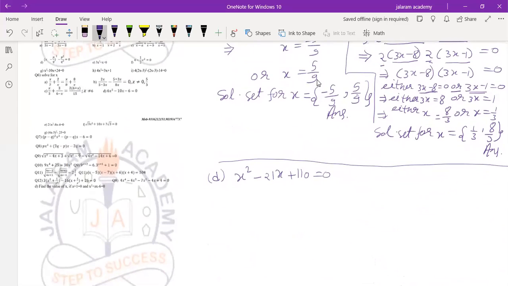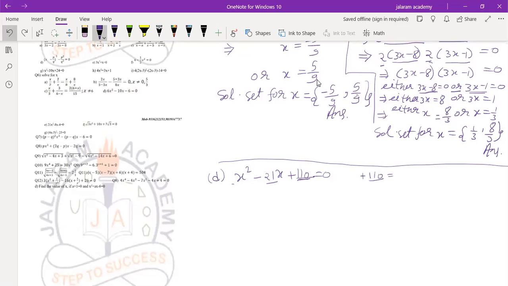To solve these types of questions, we have to factorize it by the splitting method. So first of all, what should we do? First, we take the coefficient of x square, which is 1, and the constant term, which is 110, and multiply them. So their product is 110. Now find the factors of 110 whose sum is 21. Is that clear to you? We have to find the factors of 110 whose sum is 21.